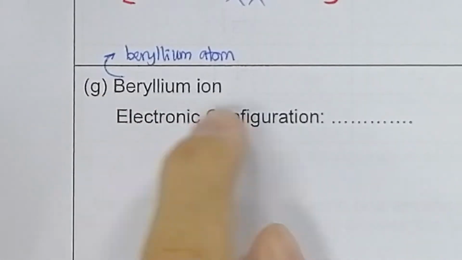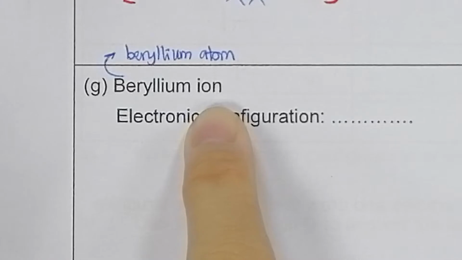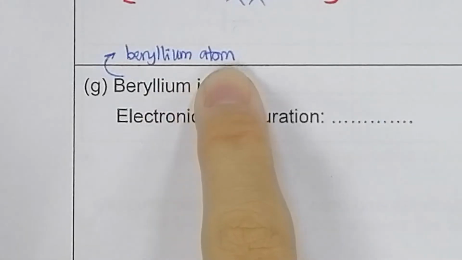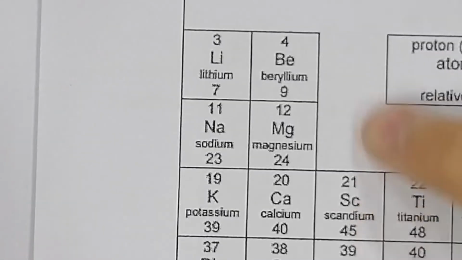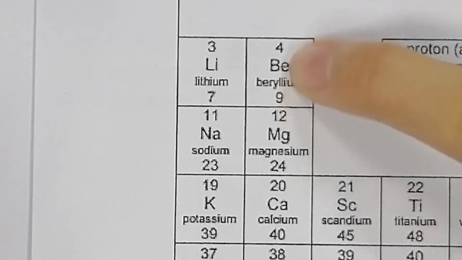So now let's take a look at how we can draw the electronic structure for beryllium ion. But of course, before we get the ion, we need to start with the atom. Okay, if we look at the periodic table, this is where beryllium is. Look for the smaller number, which is 4.